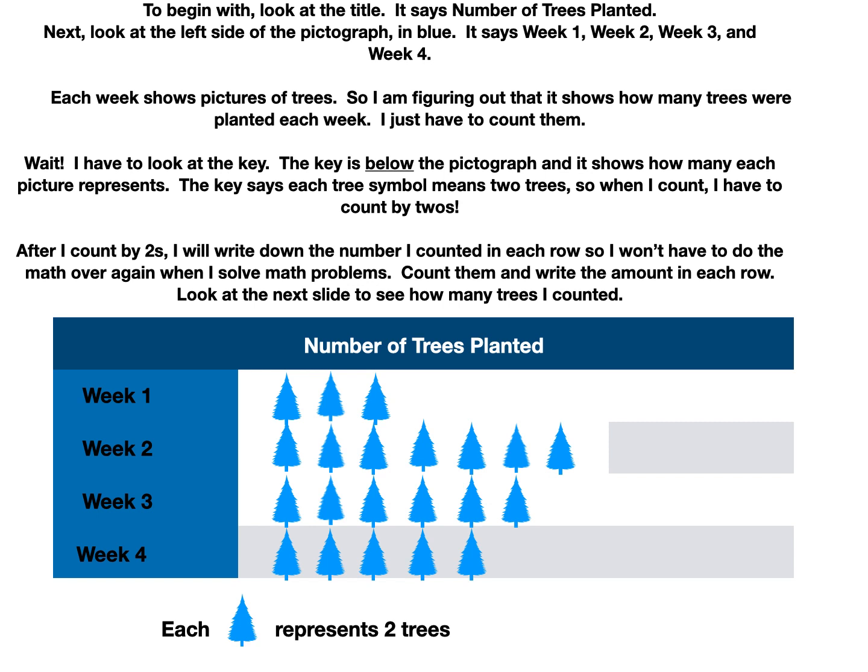Wait, I have to look at the key. The key is below the pictograph, and it shows how many each picture represents. The key says each tree symbol means 2 trees, so when I count, I have to count by 2s. After I count by 2s, I will write down the number I counted in each row, so I won't have to do the math over again when I solve math problems.